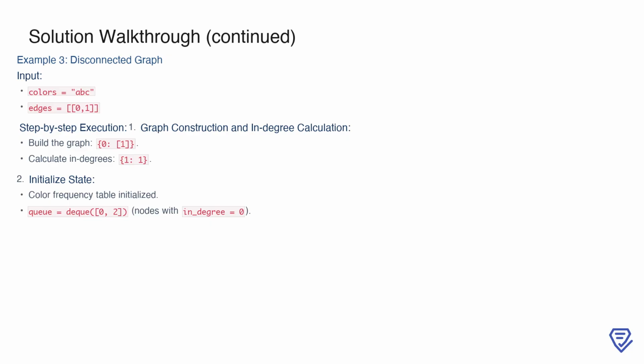The indegree calculation indicates that node 1 has an indegree of 1, while nodes 0 and 2 both have an indegree of 0. This means both nodes 0 and 2 can be added directly to the processing queue, as they have no incoming edges. With this initial setup, we are ready to process the graph.